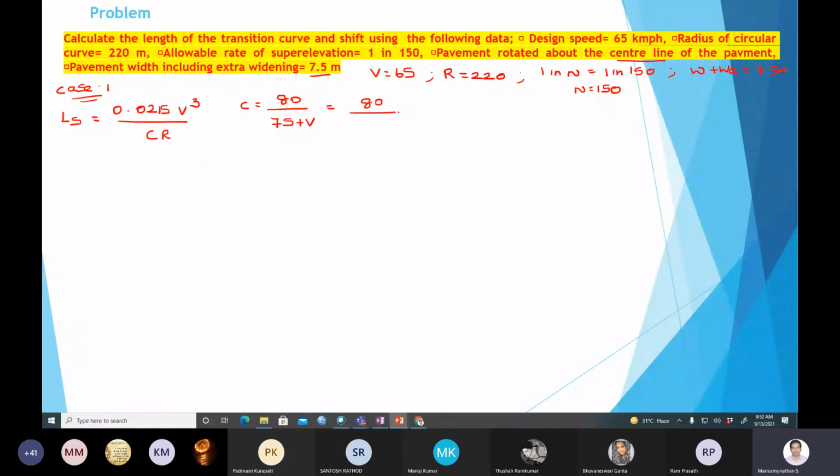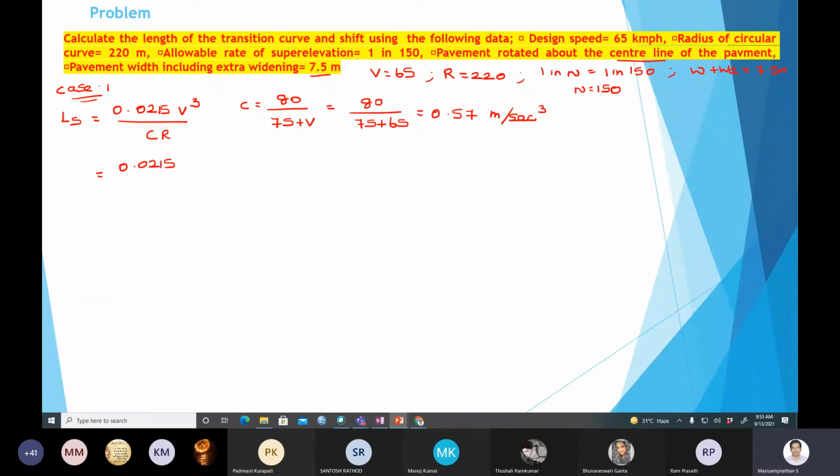It is given in the problem, 75 plus 65. So when you apply it, you get the value of C as 80 divided by 75 plus 65. Overall it is 0.57. The unit for the acceleration is meter per second cube. So this is the value you are going to substitute in the given equation.